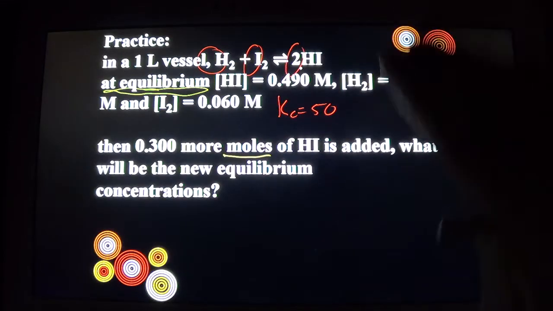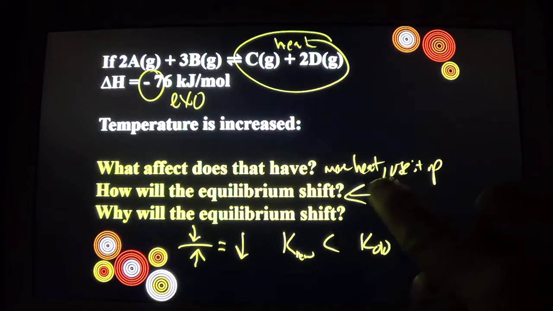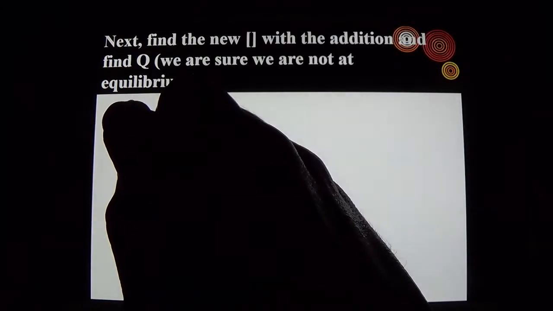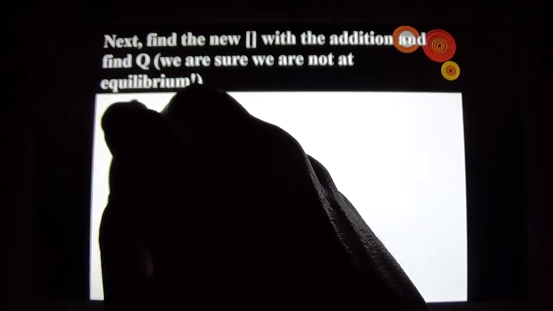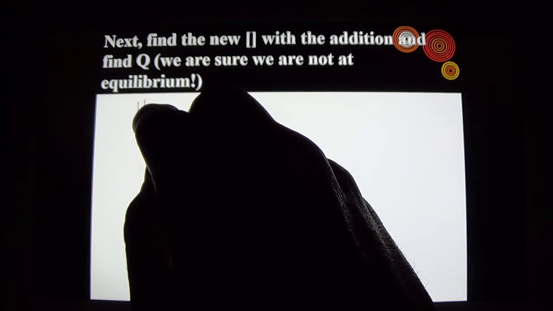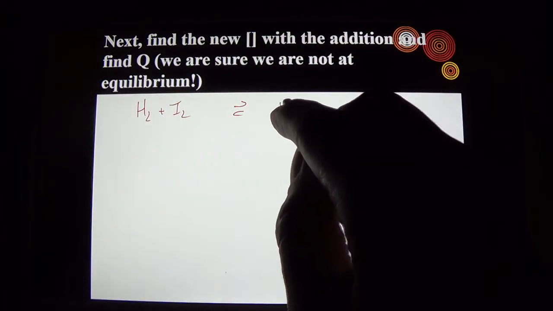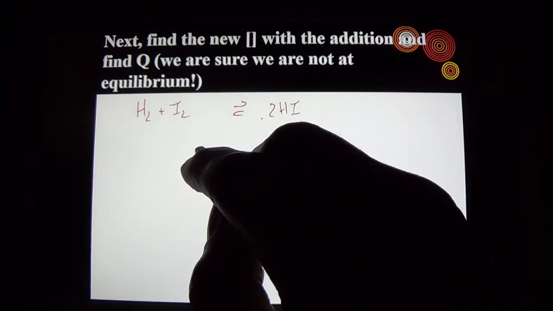I'm adding more HI. So here's what I want to do. I want to build a new Rice table. And then we're going to find Q because we really are sure we're not at equilibrium. Okay, so my new Rice table is going to start with my reaction. H2 plus I2 in equilibrium. I like leaving some room. HI, and there's a 2 there.